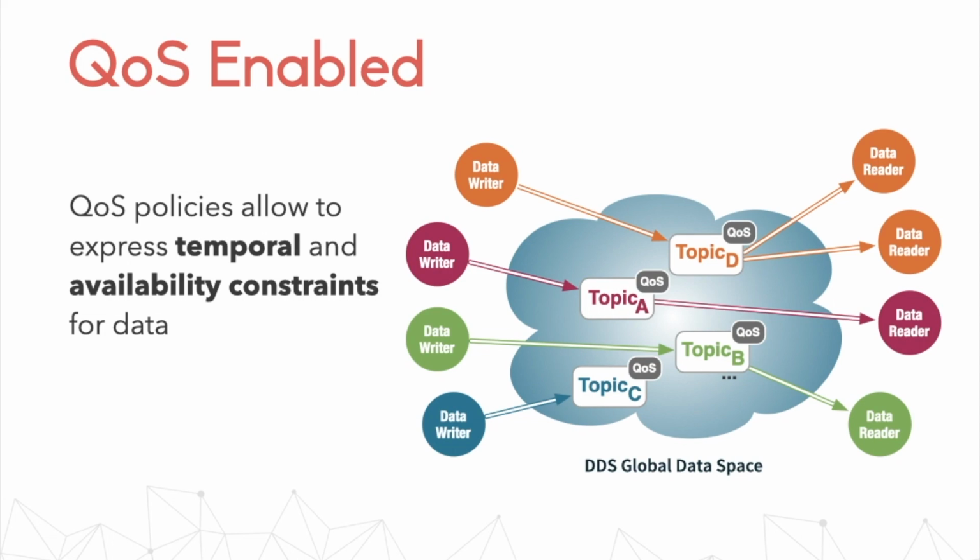So as we saw, DDS allows you to decorate topics and, as a matter of fact, also data producers and data consumers with quality of service. Quality of service allows you to express in a programmatic manner temporal as well as availability constraints for data. So that's quite unique, because in many other technologies you have no way of expressing in a very direct and programmatic manner the non-functional properties of your data stream, while in DDS you do that by means of QoS policies.